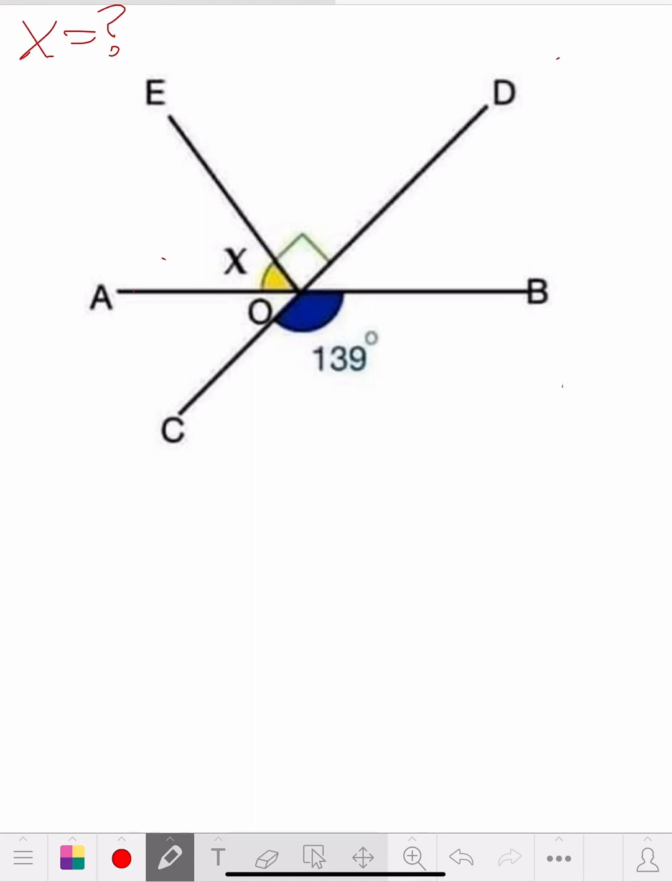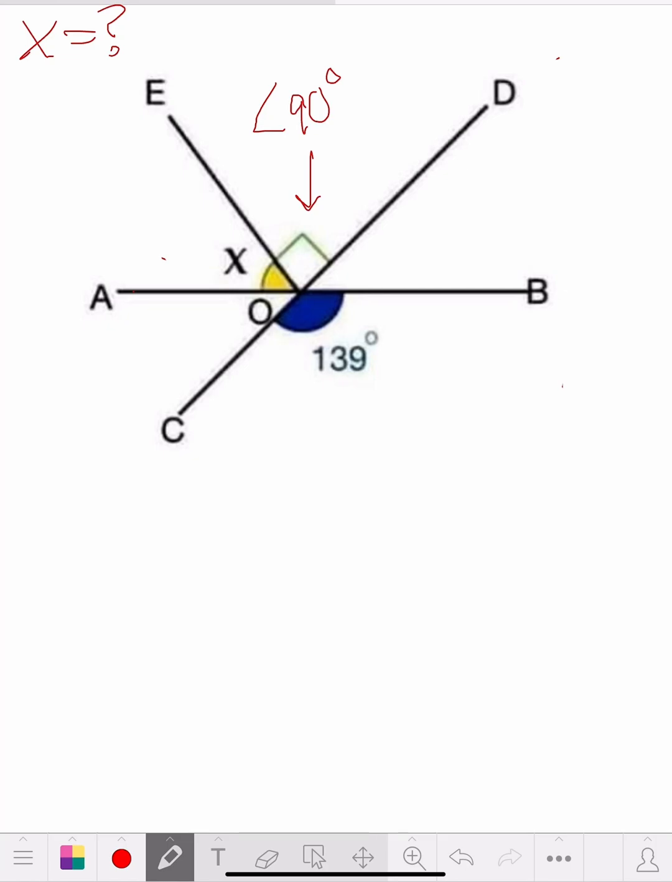What they did is they drew this little square in here. See this little square? Well, this little square stands for 90 degrees. It's a 90-degree angle, okay? So they tell us that, and what that tells you is line E and DC are perpendicular to each other.